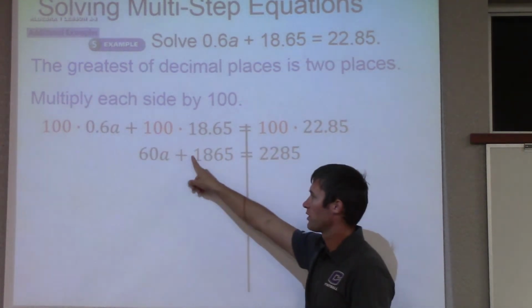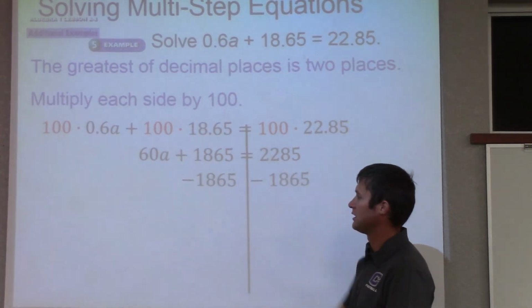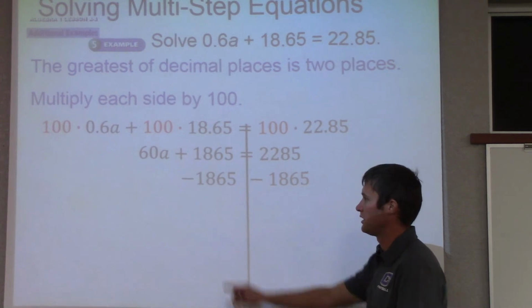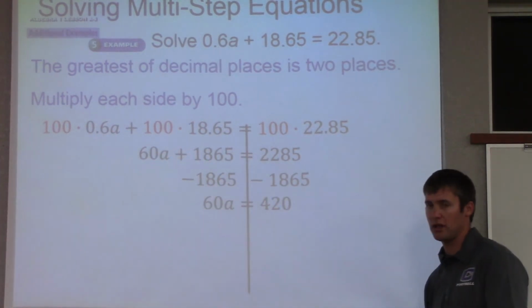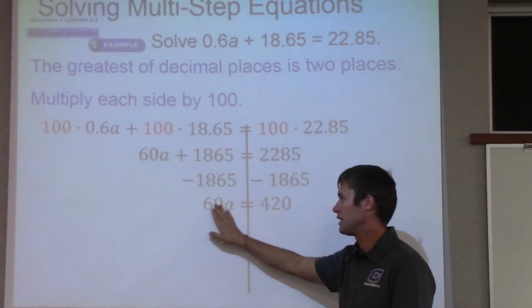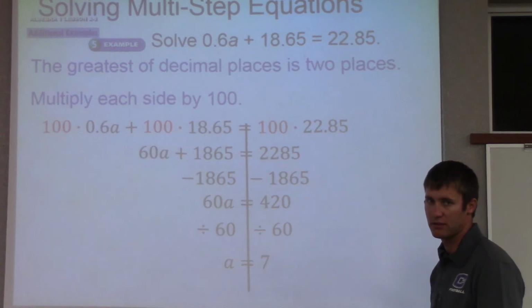How do I get rid of 1,865? Well, it's adding, so the opposite of adding is subtraction. These would cancel off. I'd have 68 equals 420. To get rid of 60, we divide by 60, so A is equal to 7.